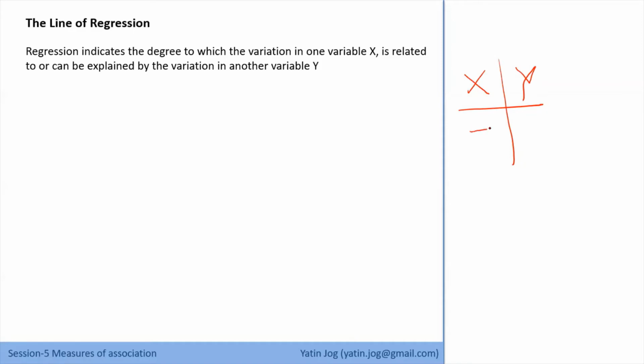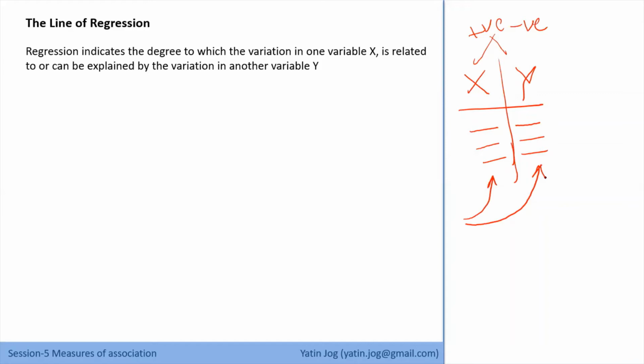For every value of x, I can try to predict some value of y. There is a relationship between x and y. It can be positive or it can be negative, but there is a relationship between x and y. So this also indicates that if I change something in x, it is also going to change something in y. If x is going to change, y is also going to change. That is the meaning of relationship, correlation.